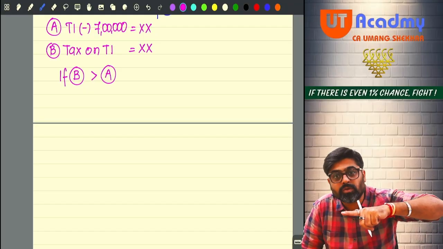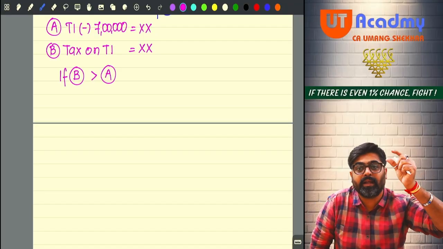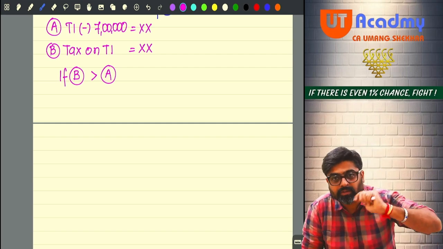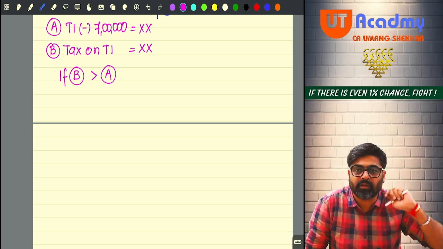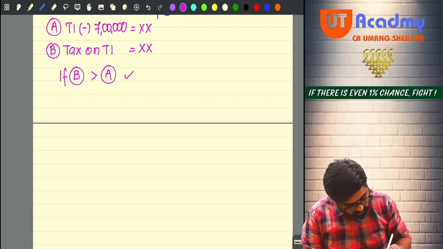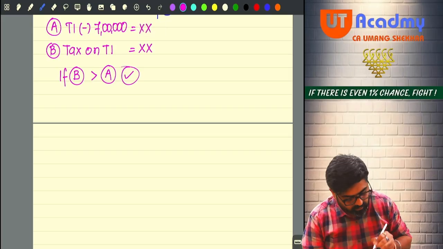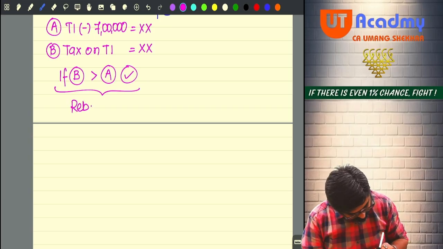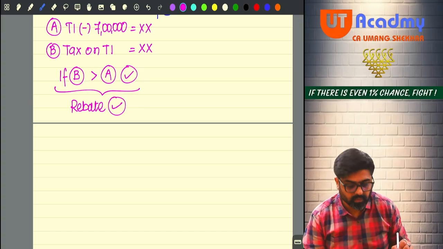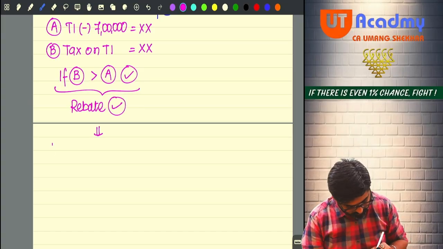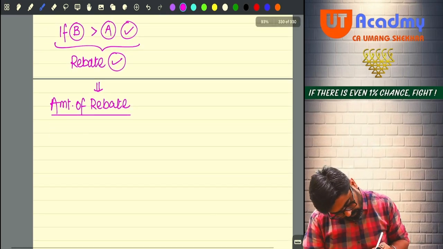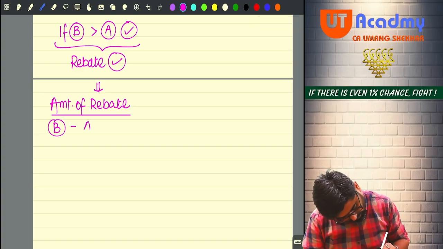So if the tax which you are calculating is more than the increase in your total income. The increase in total income was 5,000 only, and the tax is 20,500. Is this 20,500 more than 5,000? Yes. If this equation is fulfilled, then you are going to get a rebate. And how much will be the amount of rebate, you know? The amount of rebate in this case will be B minus A.